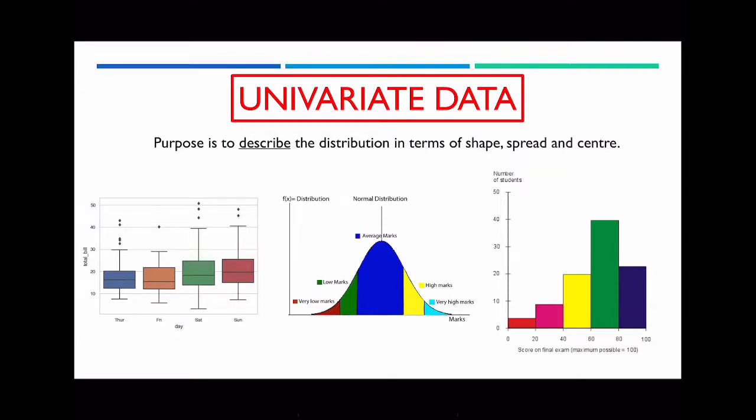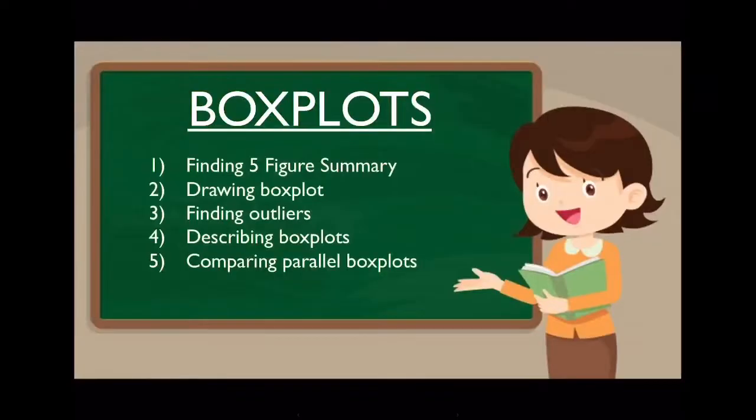But in today's lesson, I'm not going to be focusing on the histogram because it's not really focused on at all at the senior level. So I'll only be focusing mainly on the box plot and the normal distribution. Firstly, looking at box plots, I'm going to revisit how we calculate the 5-figure summary and how this allows us to draw the box plot. I will then look at how we calculate outliers by finding the lower fence and upper fence. We're then going to describe the box plots in terms of shape, center, and spread.